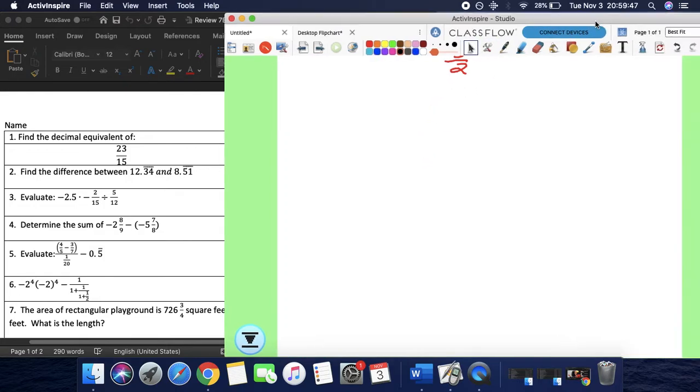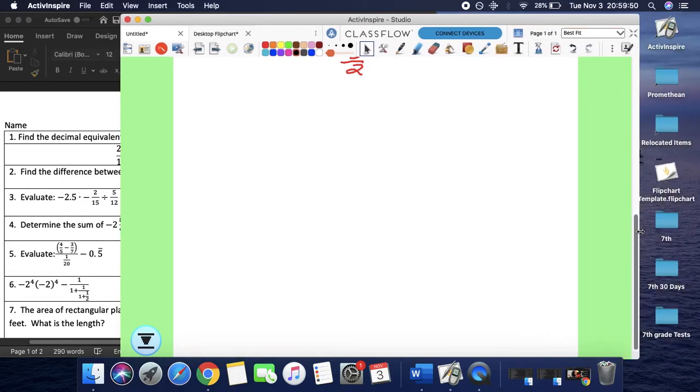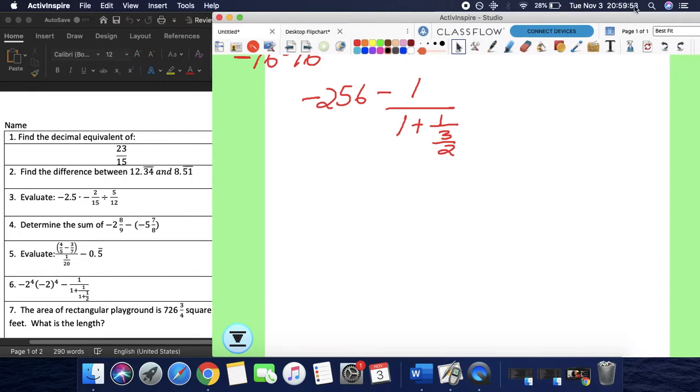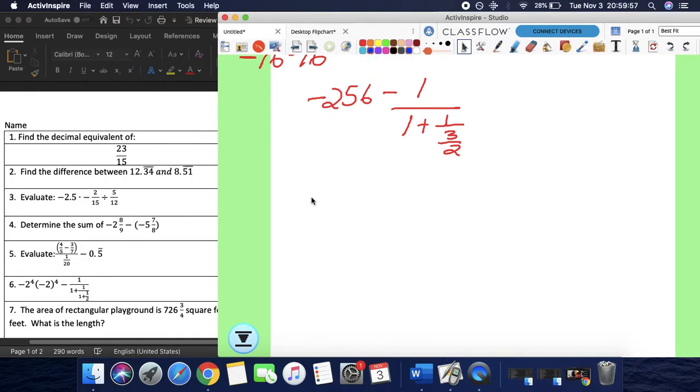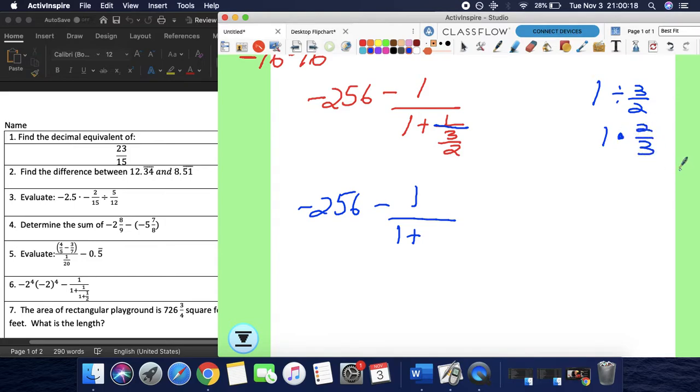So I'm going to go step by step like that. Minus 1, and then 1 plus, and let's take care of this. This is 1 over 3 over 2, which is the same thing as 1 divided by 3 over 2, which in turn becomes 1 times 2/3. And what's 1 times 2/3? It's just 2/3. So this whole thing over here is the same thing as 2/3.